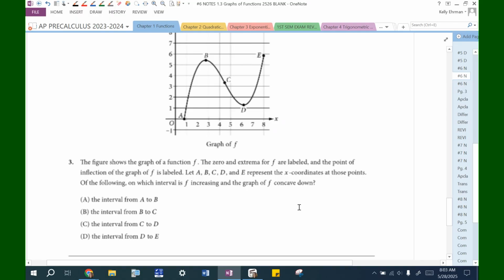on which interval is f increasing and the graph of f concave down? So remember, concave down looks like this, but this would be the increasing section. So just this half of it. So to me, that looks like this section, right? A to C is concave down, but we only want the increasing part. So A to B.